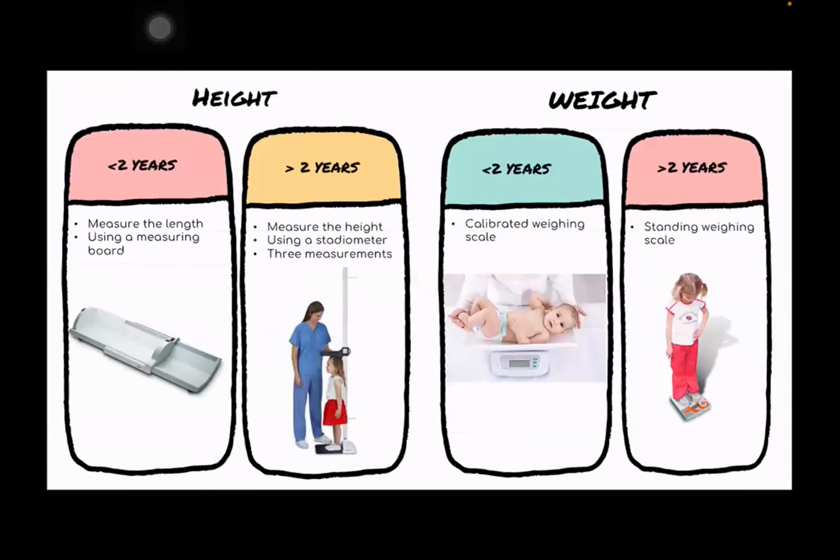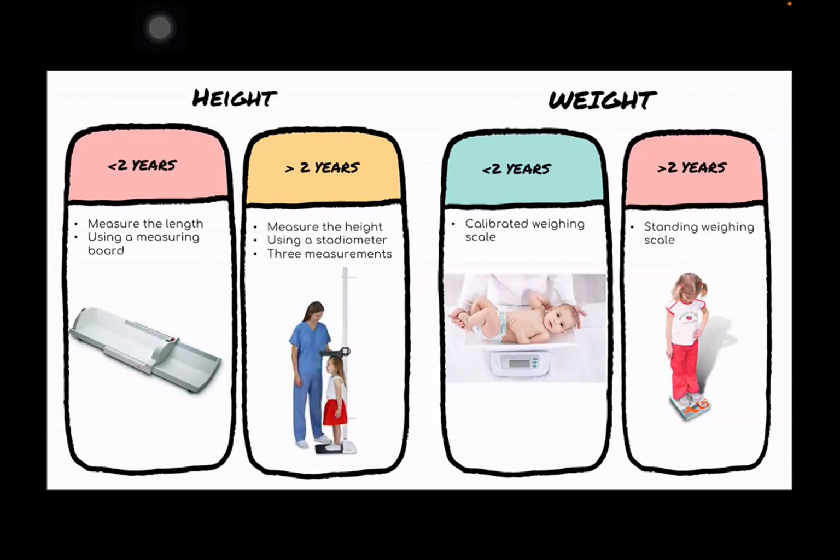for the height and the weight, we divide it into two groups, which is less than 2 years and more than 2 years. For children less than 2 years, we measure the length instead of the height because they cannot stand yet, and we measure it using a measuring board from the top of their head until the end of the feet. For children more than 2 years, we use a stadiometer where the child can stand, and we take 3 measurements and pick an average between the 3 measurements.